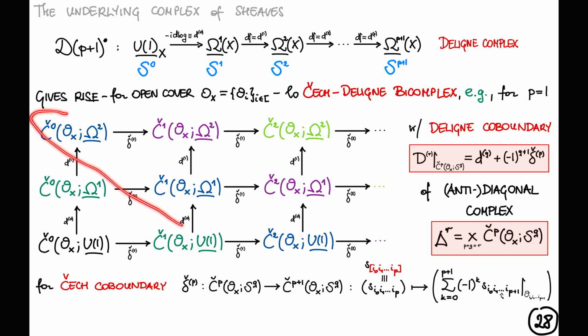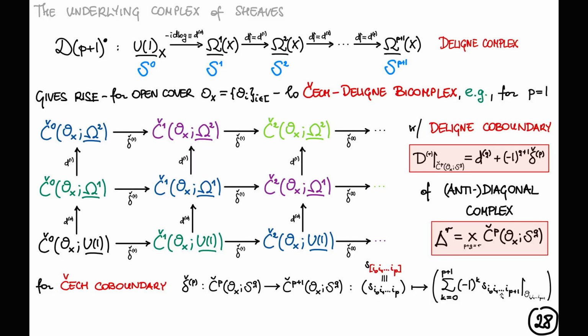And they form the diagonal subcomplex of this cohomological bicomplex, in which vertically we move with the differentials: the logarithmic differential from U1-valued maps to one forms, and the standard de Rham differential from forms to forms of higher degree. And horizontally, we move with Čech boundary operators.